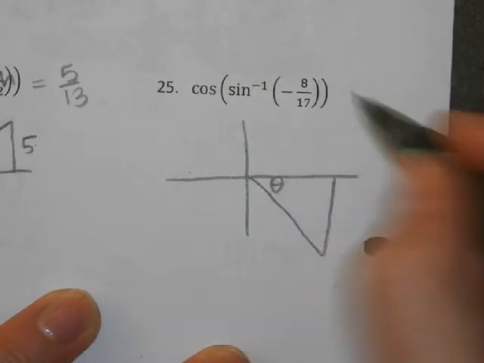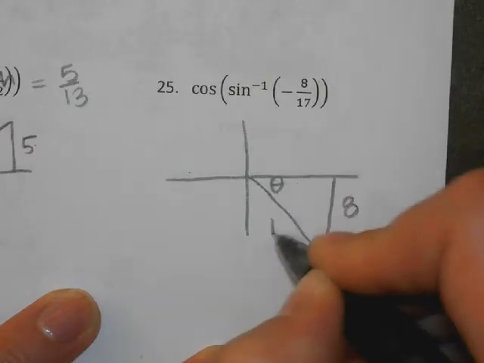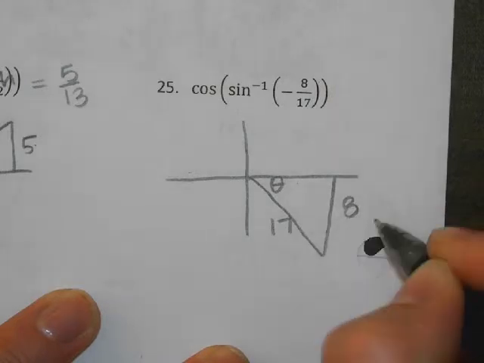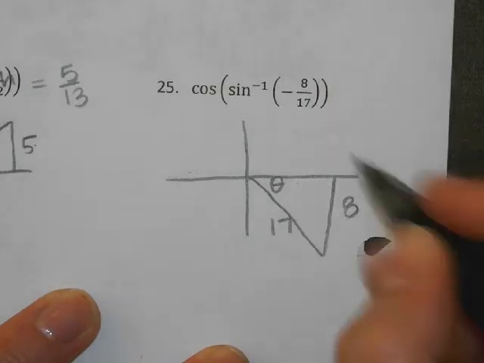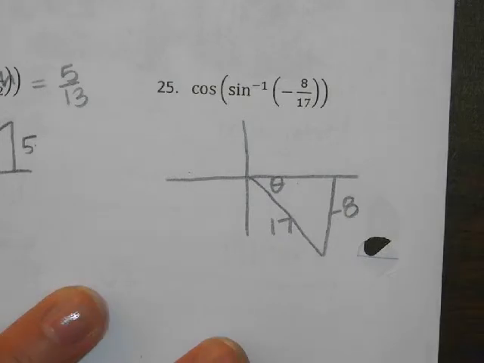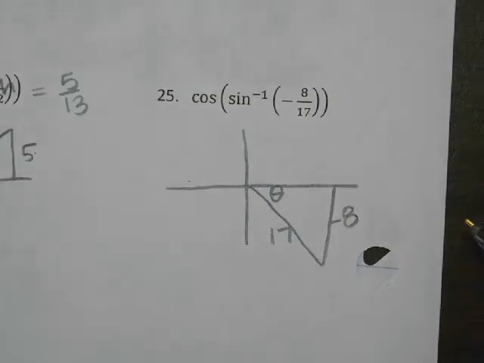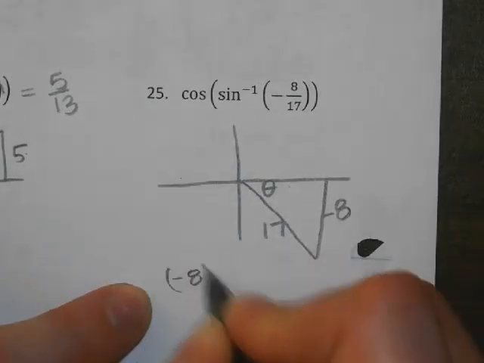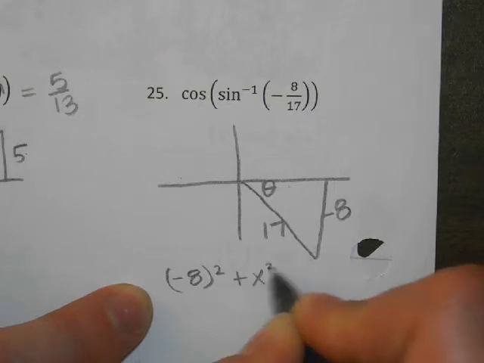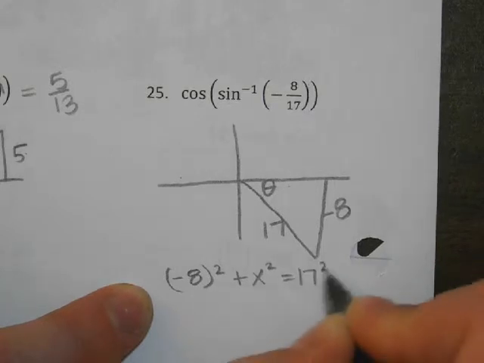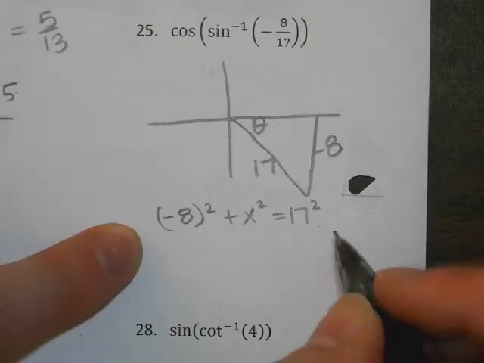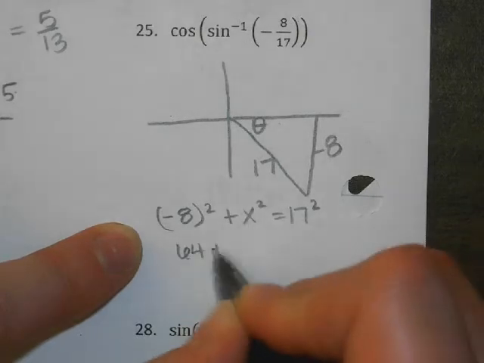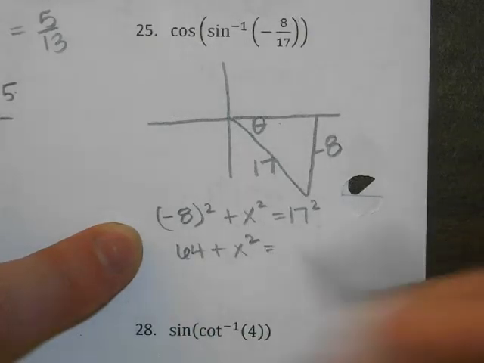So we have opposite over hypotenuse. Which one of these is supposed to be negative? Yeah, the one going down, so the 8 is going to be negative. Okay, does anyone know what that other side is? Is that a normal Pythagorean? We got to actually do the math on this one. So I'll say negative 8 squared plus x squared equals 17 squared. I know that's 64. Anyone know 17 squared?